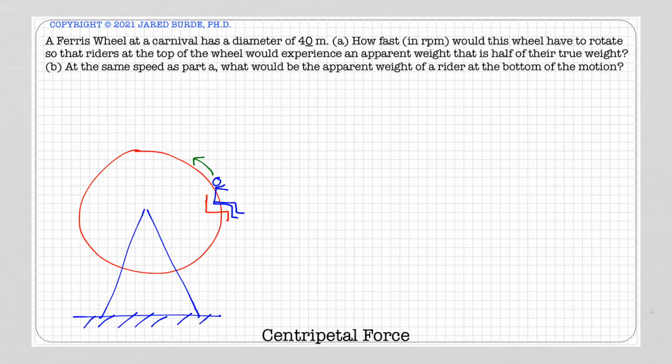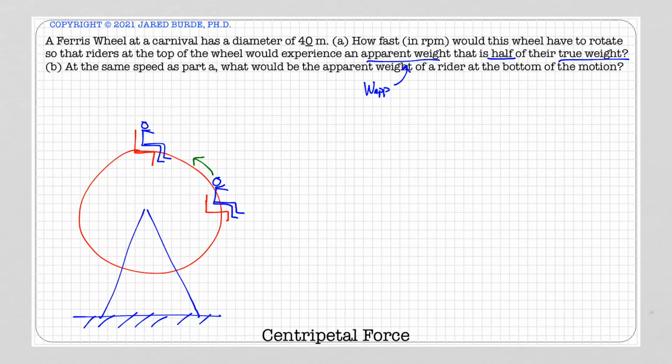And so we want to know how fast this wheel would have to rotate so that a rider at the top of the wheel would experience an apparent weight half of their true weight. So if we're looking at the very top, again, we've got the little chair there. We've got a little person that's sitting in the chair, and we want their apparent weight to be half of their true weight.